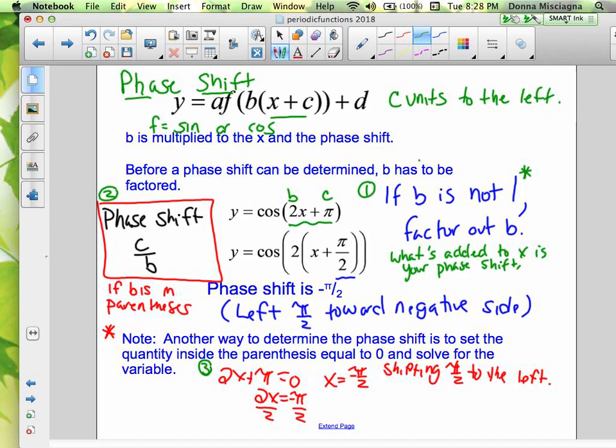And that you can always do regardless of whether or not b is factored out. Don't do c divided by b if b is factored out. If b is already factored out, you're not going to factor out again. But you could use the third method anytime. So, for instance, if I take x plus c and I set that equal to 0, I get x equals negative c. So that's negative c or c units to the left. So just a little reminder on direction when we're shifting horizontally.